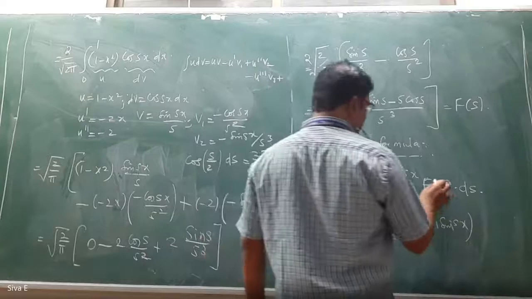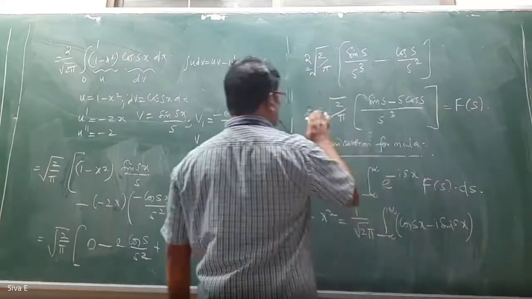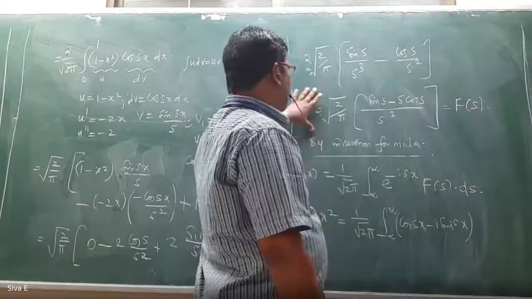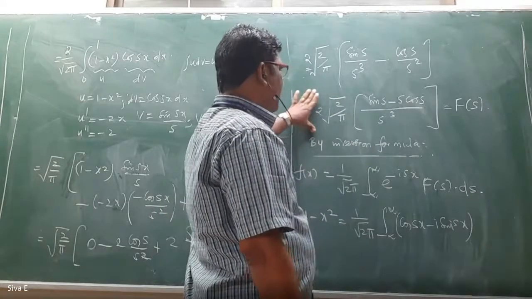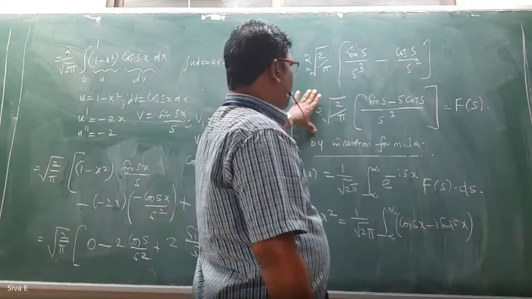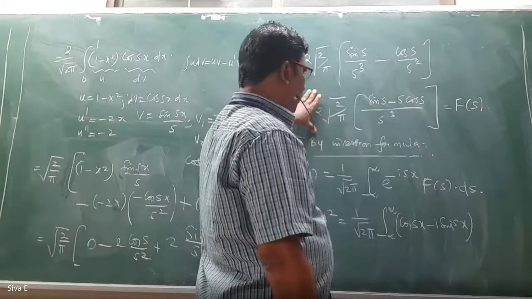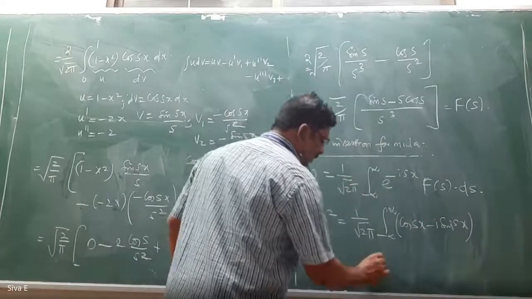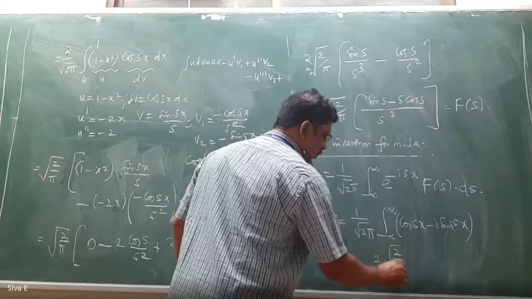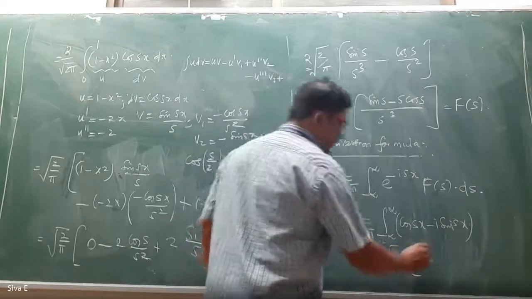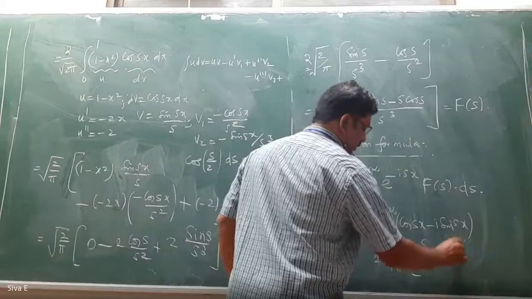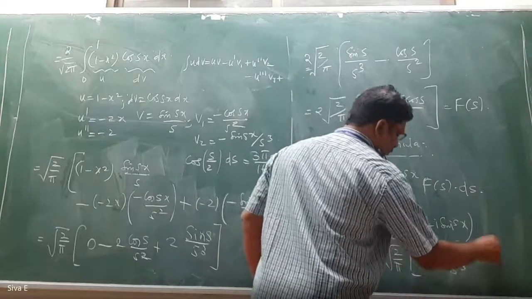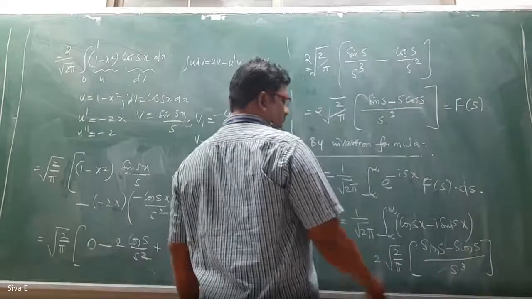What is f of s? F of s is 2 root 2 by pi times (sin s minus s cos s) by s cube. Whatever result we get at the end of the Fourier transform is called the Fourier transform of the function f of x, that is, f of s. So in this place you have to substitute f of s here: 2 root 2 by pi, sin s minus s cos s by s cube, ds.